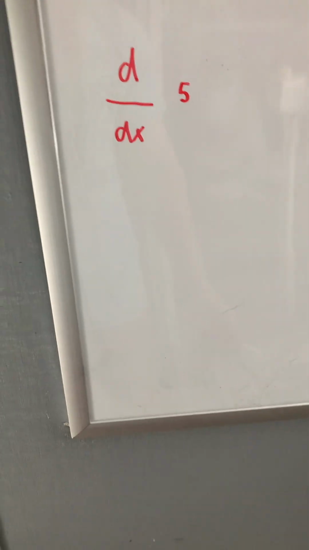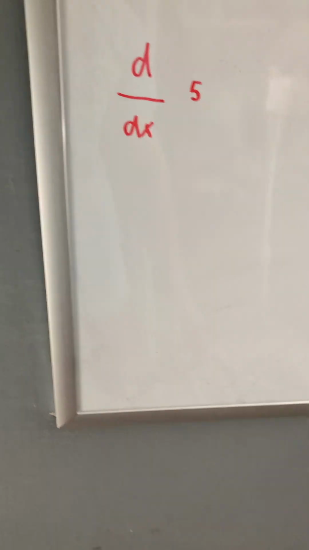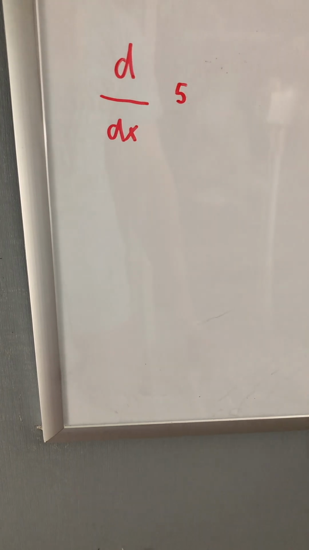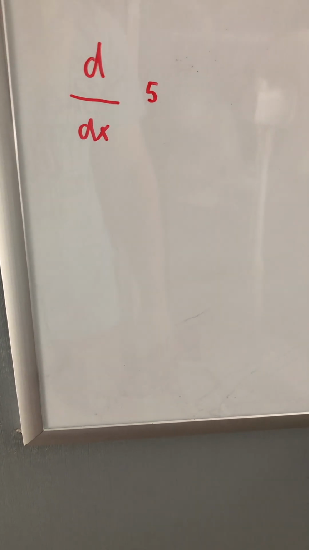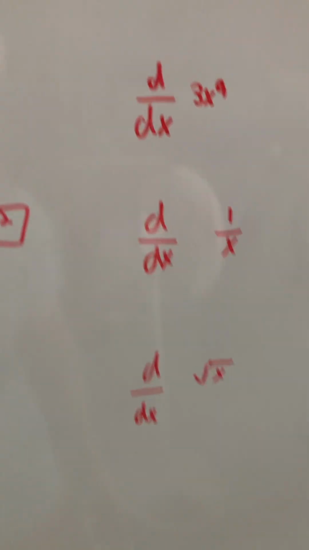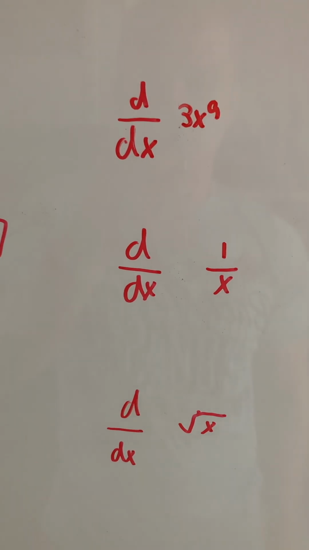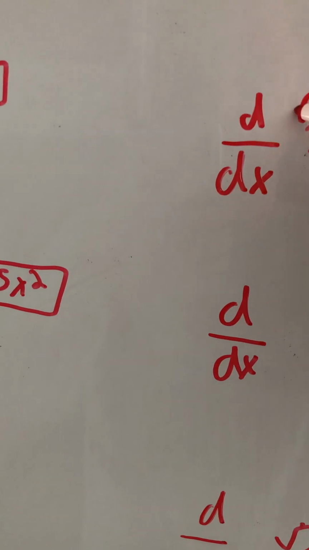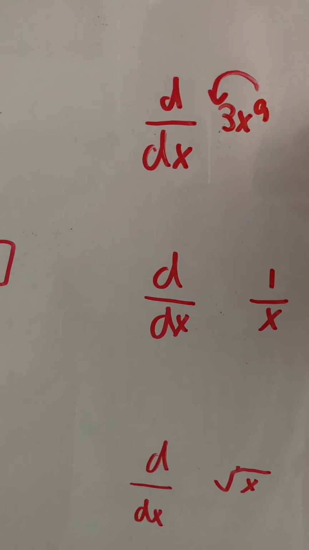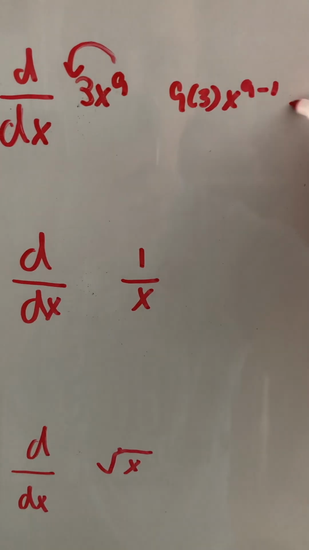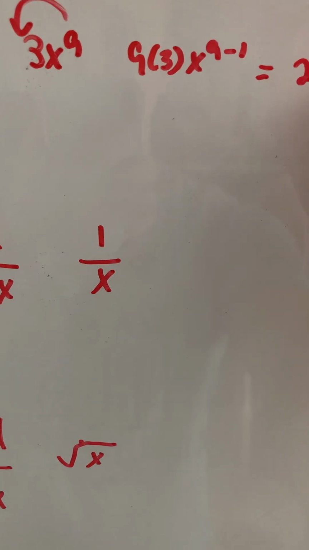Alright, how about this one? Find the derivative of 5. The derivative of a constant turns out to be 0. So a constant like 14, 5, 8, or negative 22, it'd be 0. So this is going to be 0. Alright, what about this one? Find the derivative of 3x to the 9th. I'm going to move the 9 in front of this. So I'm going to have 9 times 3, x to the 9 minus 1. 9 times 3 is 27, so it's going to be 27x to the 8th.